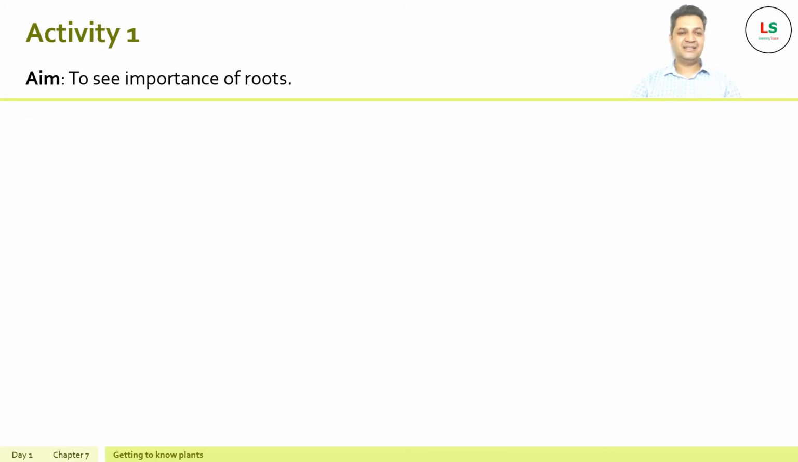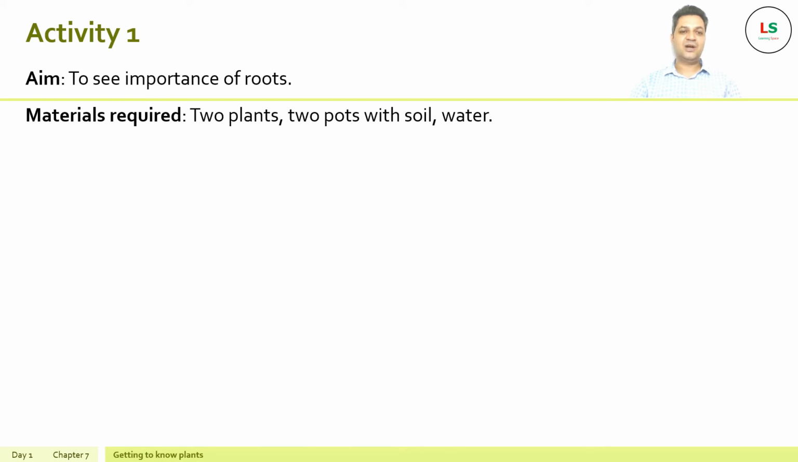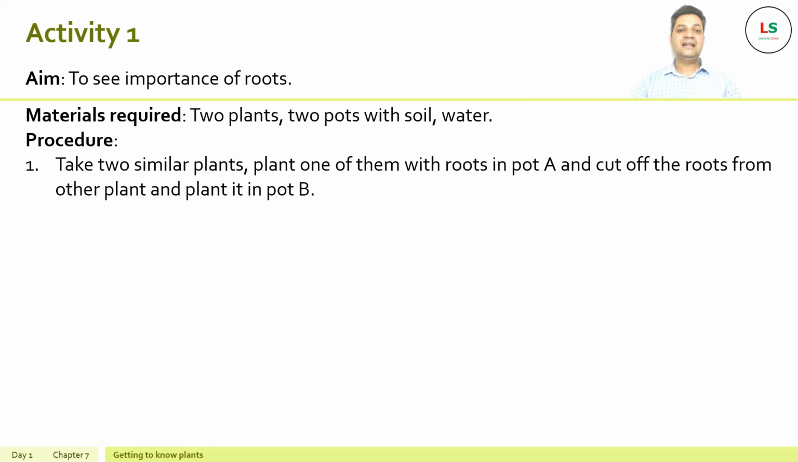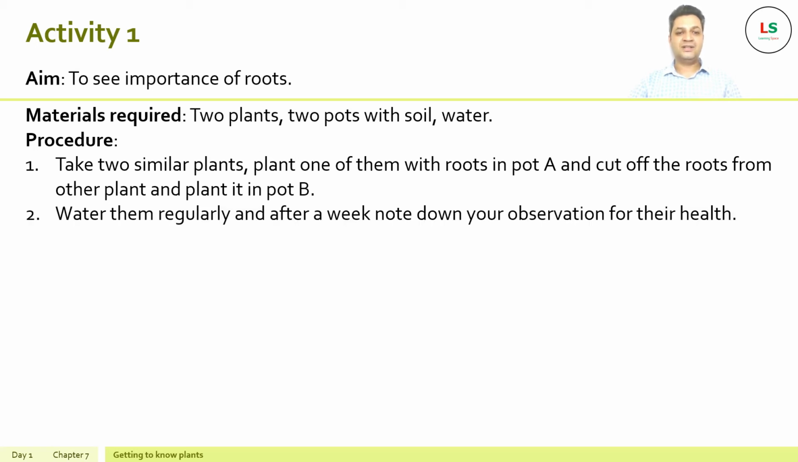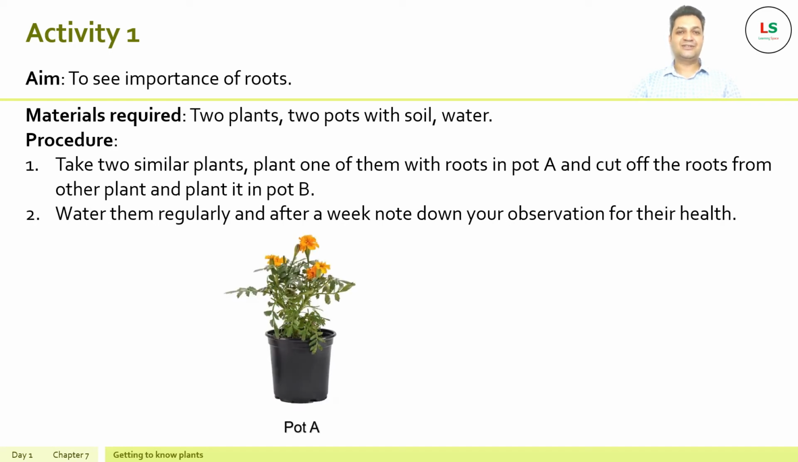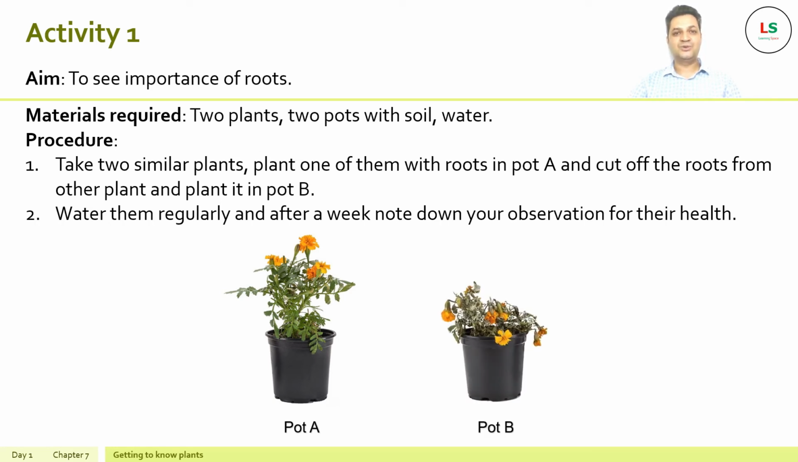Now we have an activity. The aim is to see the importance of roots. Materials required are 2 plants, 2 pots with soil and water. Procedure. Take 2 similar plants, plant one of them with roots in pot A, cut off the roots from other plant and plant it in pot B. Water them regularly and after a week, note down your observation for their health. Definitely the plant which has roots will be a healthier plant than the plant whose roots were cut out.